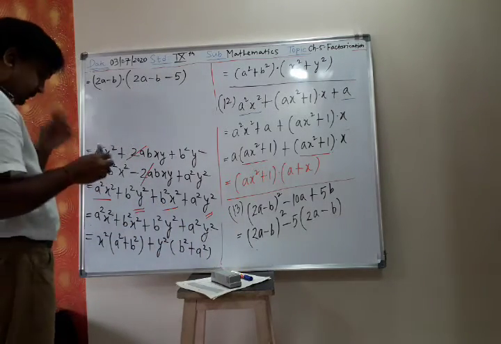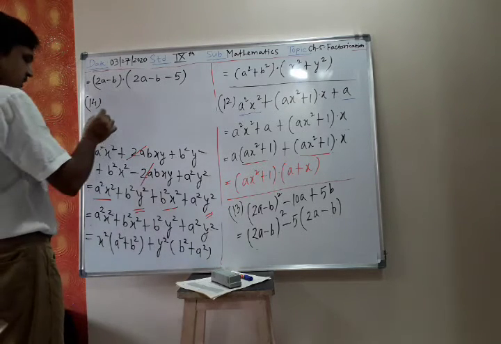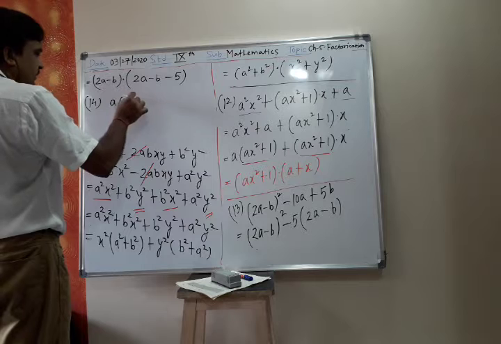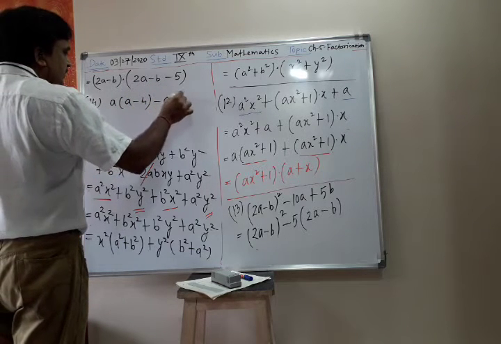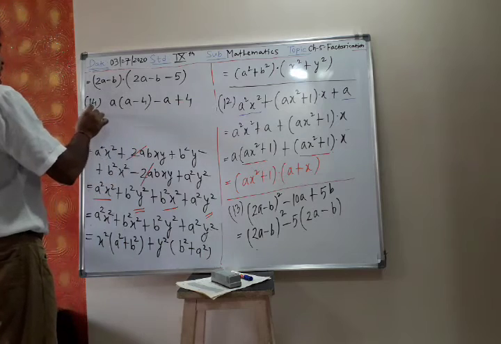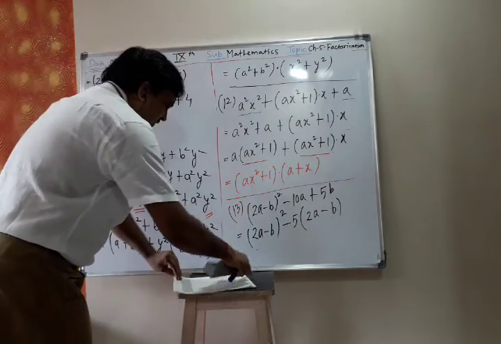Then exercise 19, question 14. Let me give you homework. 14. A into a minus 4 minus a plus 4. Let me give this as homework. 14 is easy.